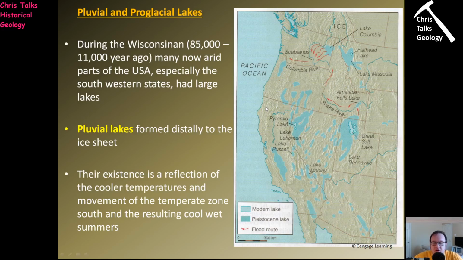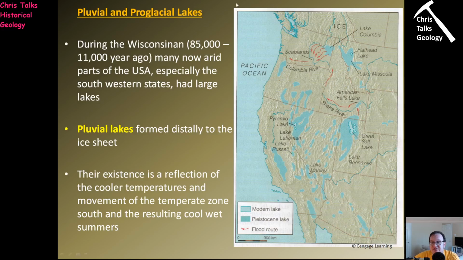So the final few things we have to think about are what's happened to the water that was produced by these glaciers. Well, the water from the glaciers is going to form lakes. That's not really a huge shock. These lakes are referred to as pluvial lakes or proglacial lakes, depending on where they're located. During the Wisconsinan, that's 85,000 to 11,000 years ago, many now arid parts of the US, especially in the southwest United States, had large lakes.